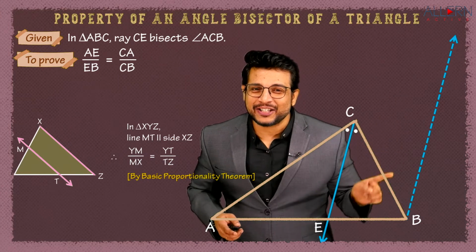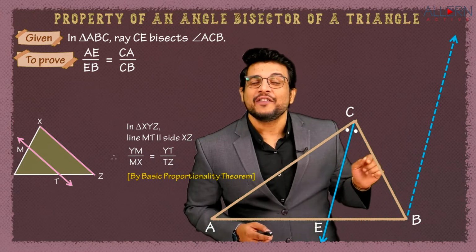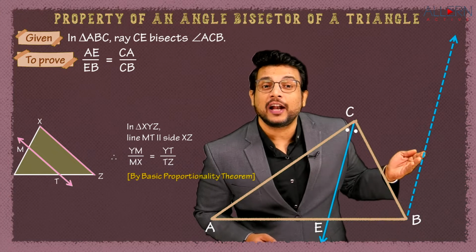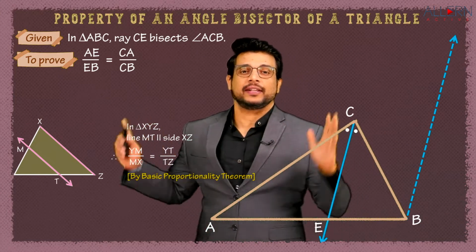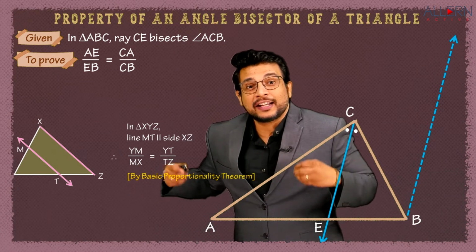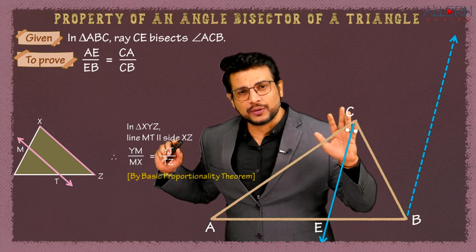And so we are considering this, we are having a line here which is passing through B and it is parallel to CE. So understand why we are drawing this. It's not to be memorized. Understand, there's a logic behind it. So you understood this? Okay.